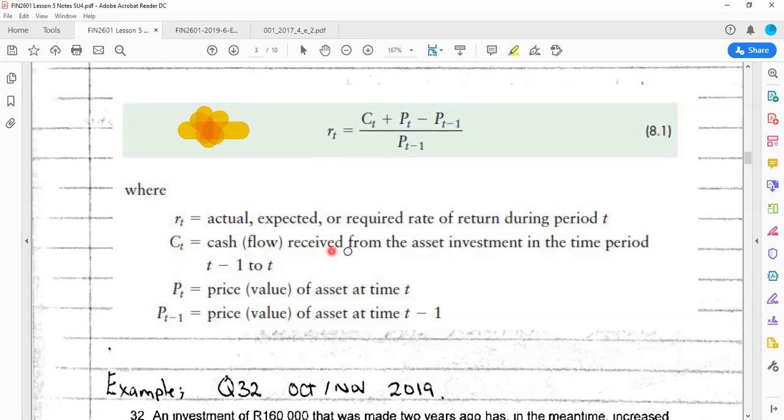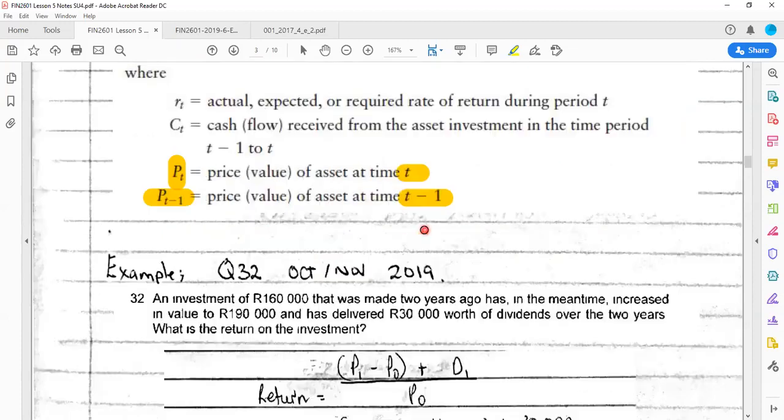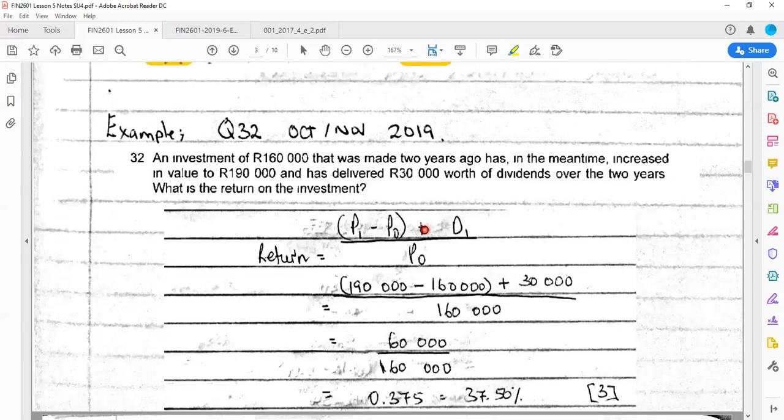CT, this is the cash flow received from the asset investment in the period T minus 1 to T. So this is the cash flow that we get from the asset at the time we were holding the asset. PT, this is the price of the asset at the end. Here they just say price of the asset at time T, but you can also write this as price of the asset at the end. And then PT minus 1, this is the price or the value of the asset at the beginning at time T minus 1.